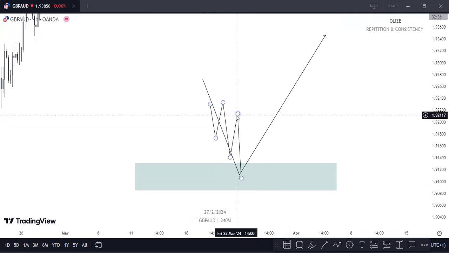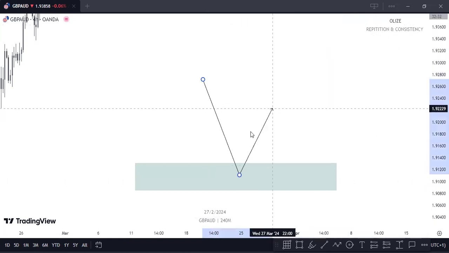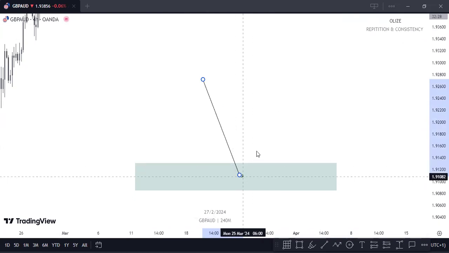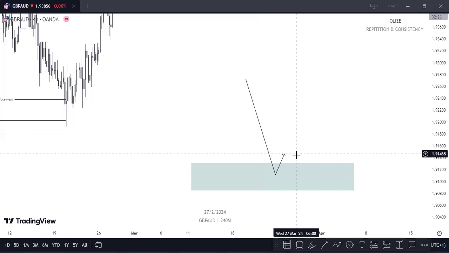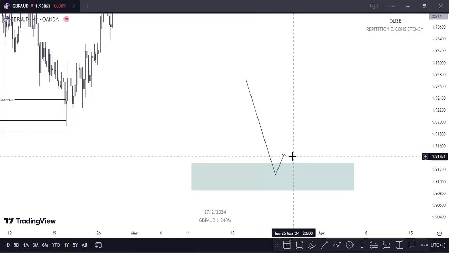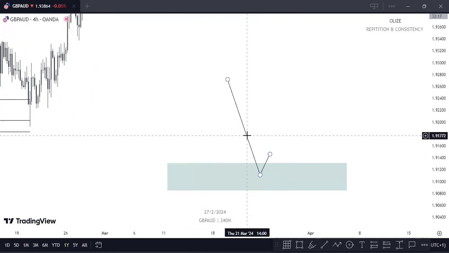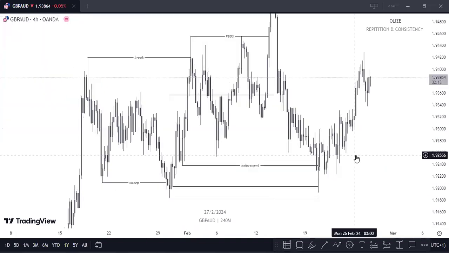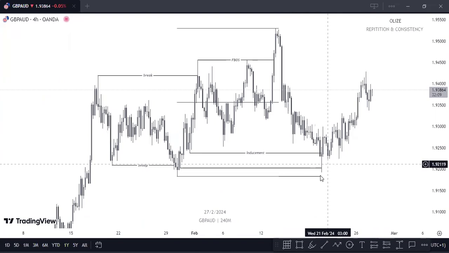Once price takes out your liquidity and reacts to your POI, let's say somewhere here, that's when you scale down to your lower time frames and look for entries. Is that understood? Yes, boss. Except if you are a swing trader, that's when you can, like what I did.